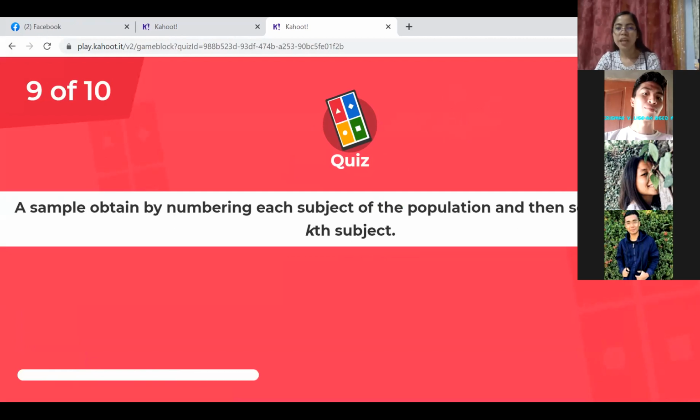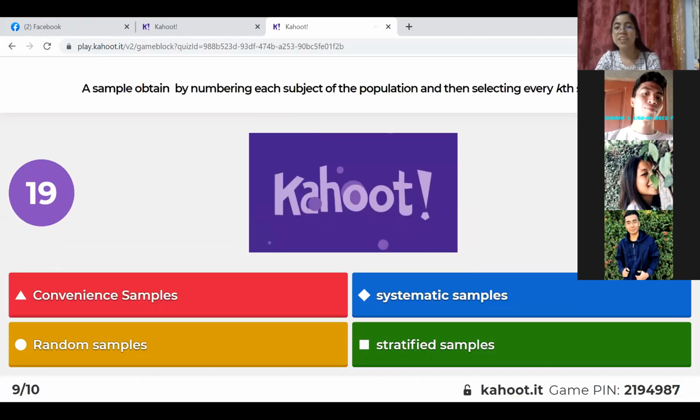A sample obtained by numbering each subject of the population and then selecting every kth subject. Amo siya mention ko kagina. Red is convenience sample, blue is systematic sample, yellow random sample, green is stratified sample. Kth subject.